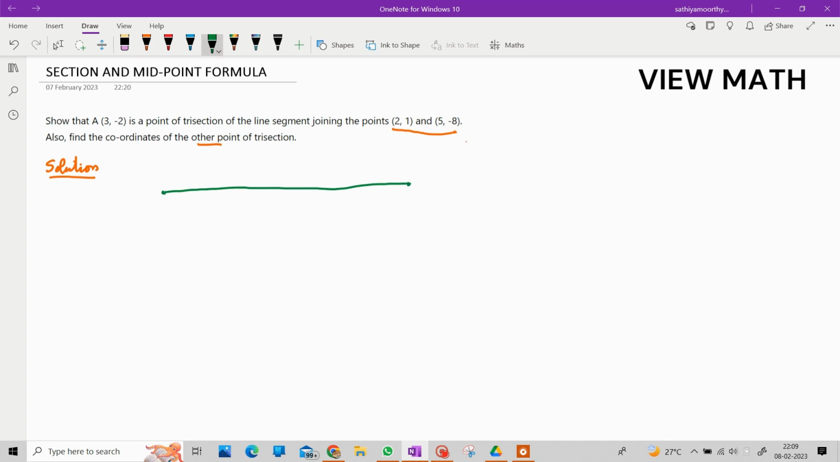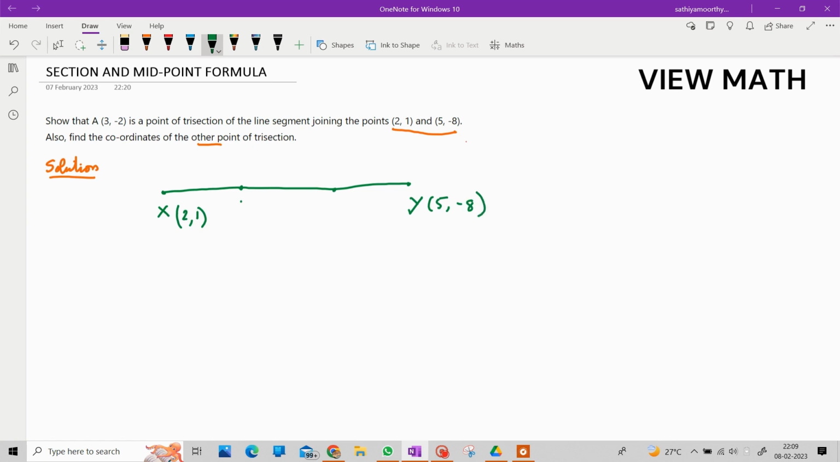Now let me take, the point of trisection is A, they have given. So I don't know which point is A. Maybe this point is A or this is A. I don't know. So I'm going to take, let X, Y be the line segment. I'm going to take X is (2, 1) and Y is (5, -8).